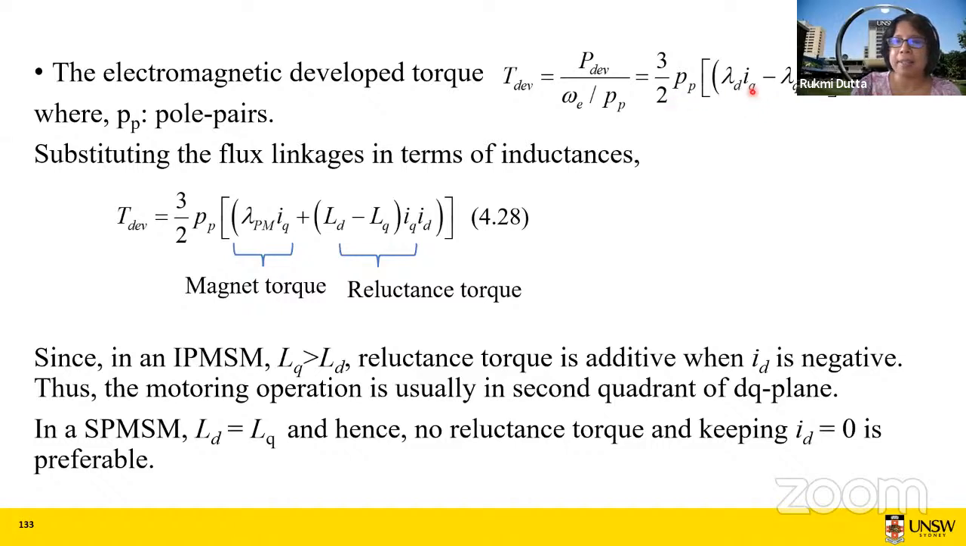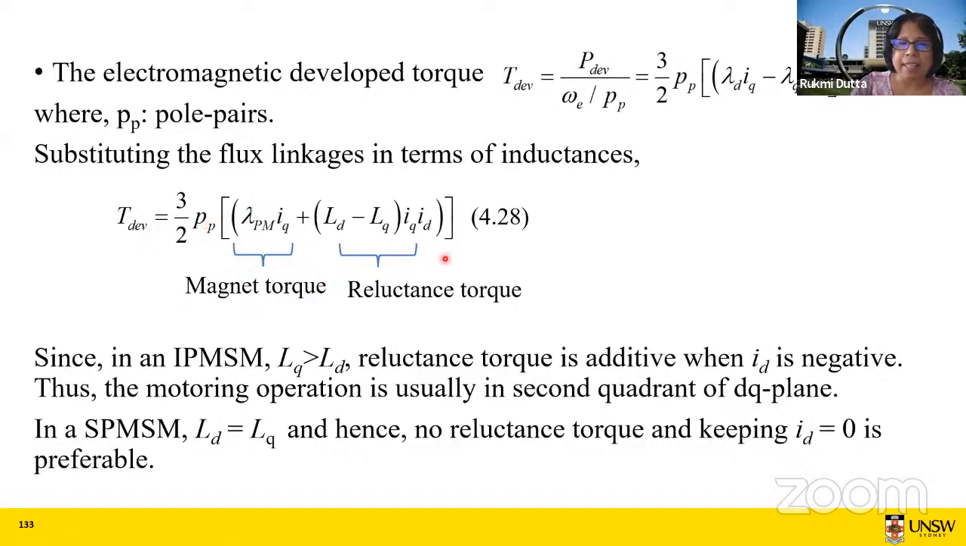And we can even write this equation in terms of our inductances. The flux linkage lambda D, as we know, is lambda PM plus L D I D, and lambda Q is L Q I Q. So if we substitute those here, we get our torque equation in terms of the inductances L D, L Q, and the PM flux linkage.